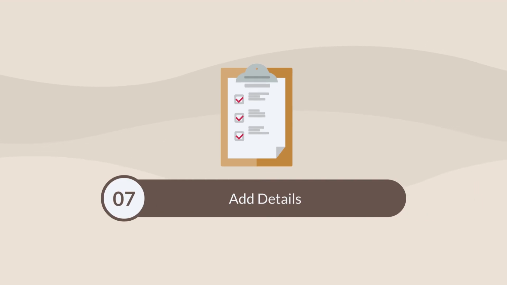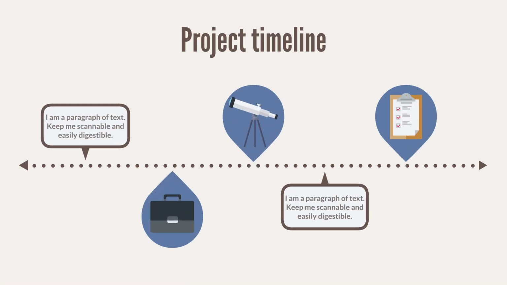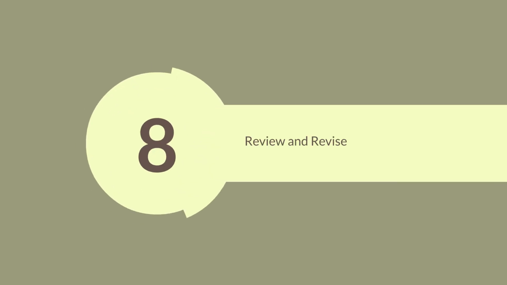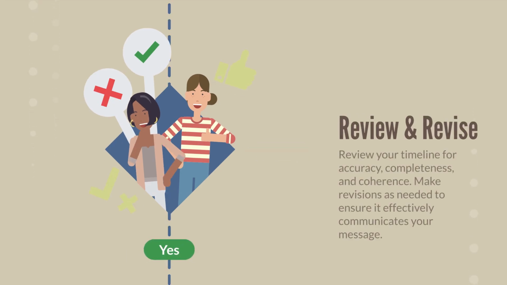Step 7. Add details. Include relevant details such as descriptions, milestones, and annotations. These enrich the timeline and provide context to viewers. Step 8. Review and revise. Review your timeline for accuracy, completeness, and coherence. Make revisions as needed to ensure it effectively communicates your message.